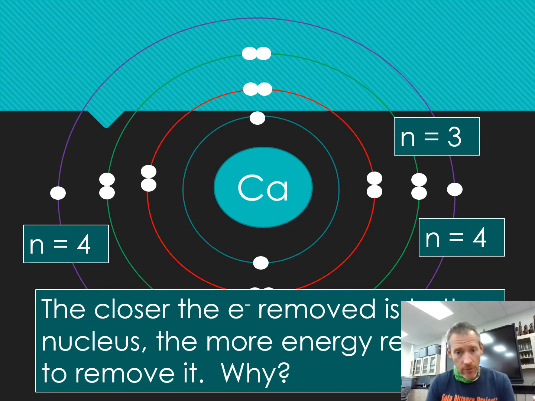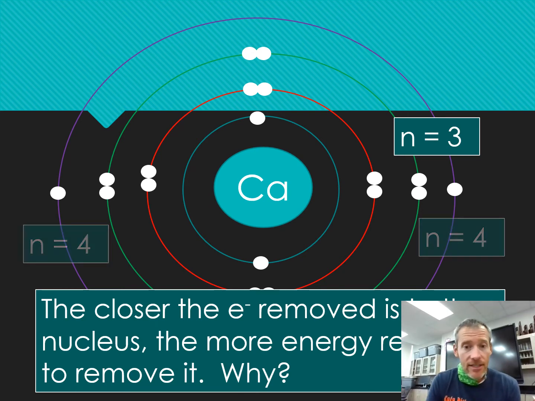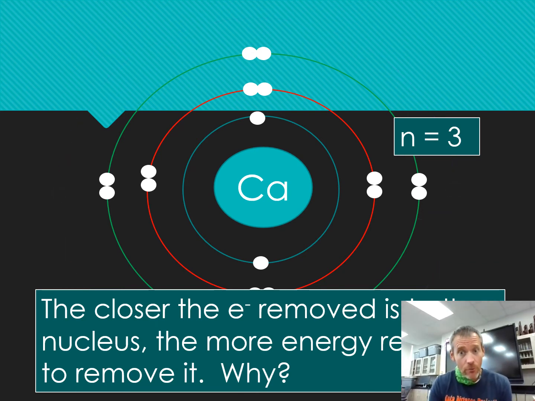So the closer the electrons removed are to the nucleus, the more energy required to remove them. Okay, that makes a lot of sense, because once you start removing electrons, the atomic radius begins shrinking because of the pull of those protons. The protons aren't changing, there are still 20 protons there. Now there are fewer electrons, so the force between the protons and electrons is even greater.